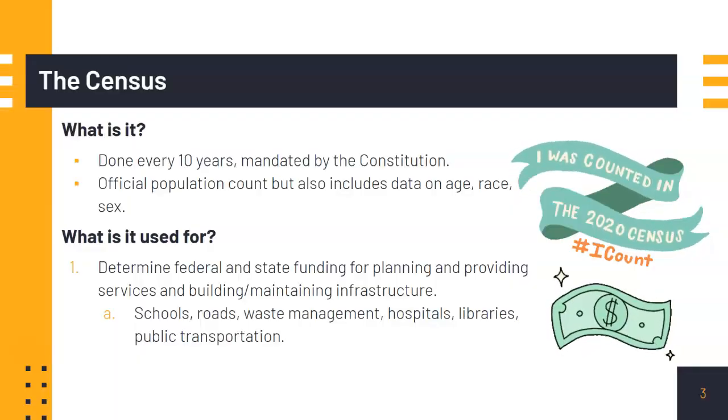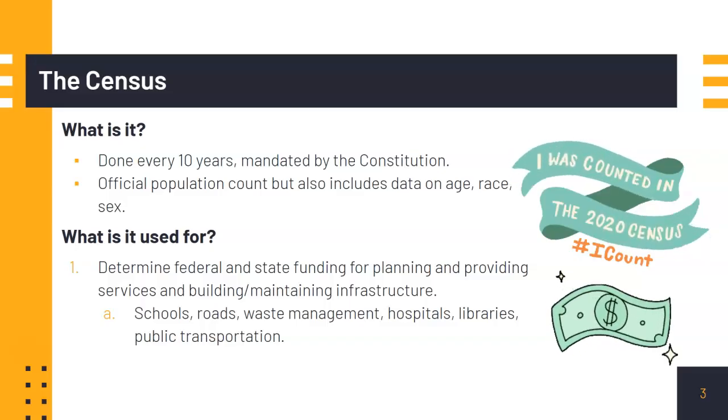The census is an official count of the population that's conducted every 10 years as mandated by the U.S. Constitution. While its primary purpose is to tally the population, the census also collects important data on various demographic factors such as age, race, and sex. This information helps create a more detailed picture of the population and is used for a variety of purposes beyond just counting people.